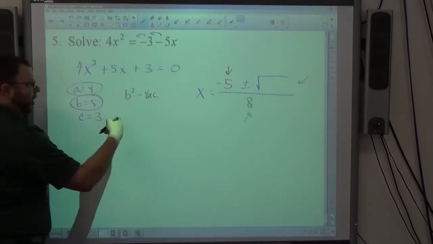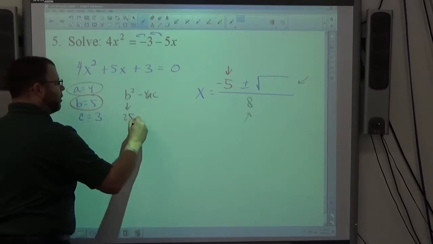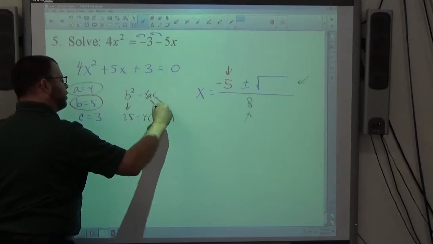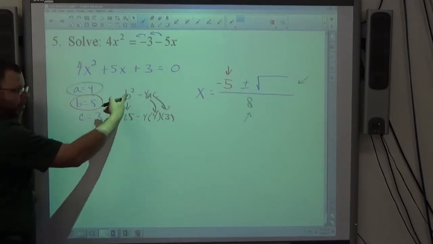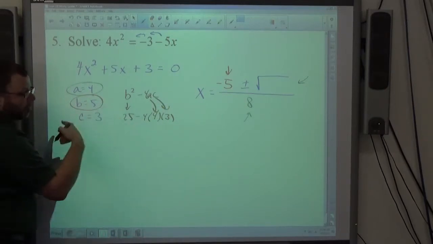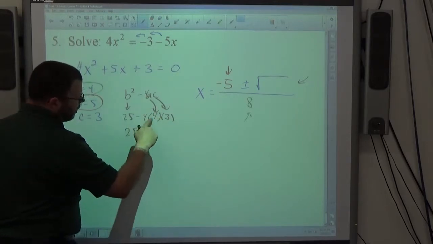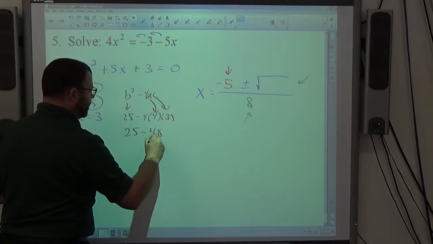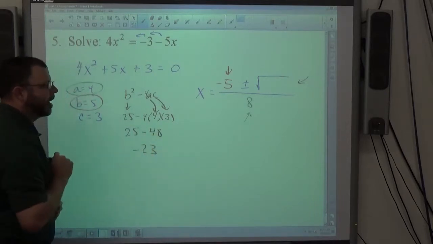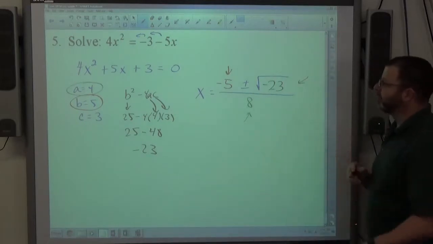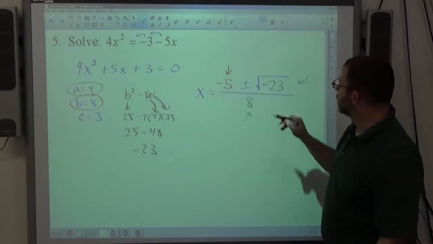I'm going to actually evaluate that. B squared is 25 minus 4 times a times c, just substituting a and c in. A and c are both positive. B is positive, but b squared is always positive. Times 4 times 3. So 25 minus, 16 times 3 is 48. So negative 23 is what we get out of that. So that's my answer. The last thing I got to do is simplify my answer as best I can.